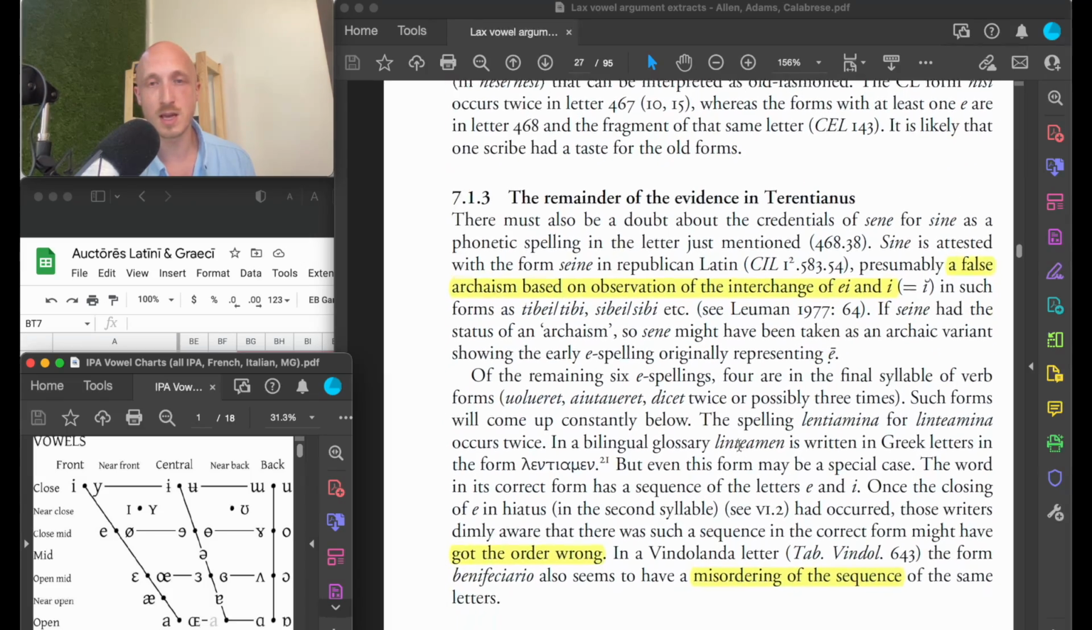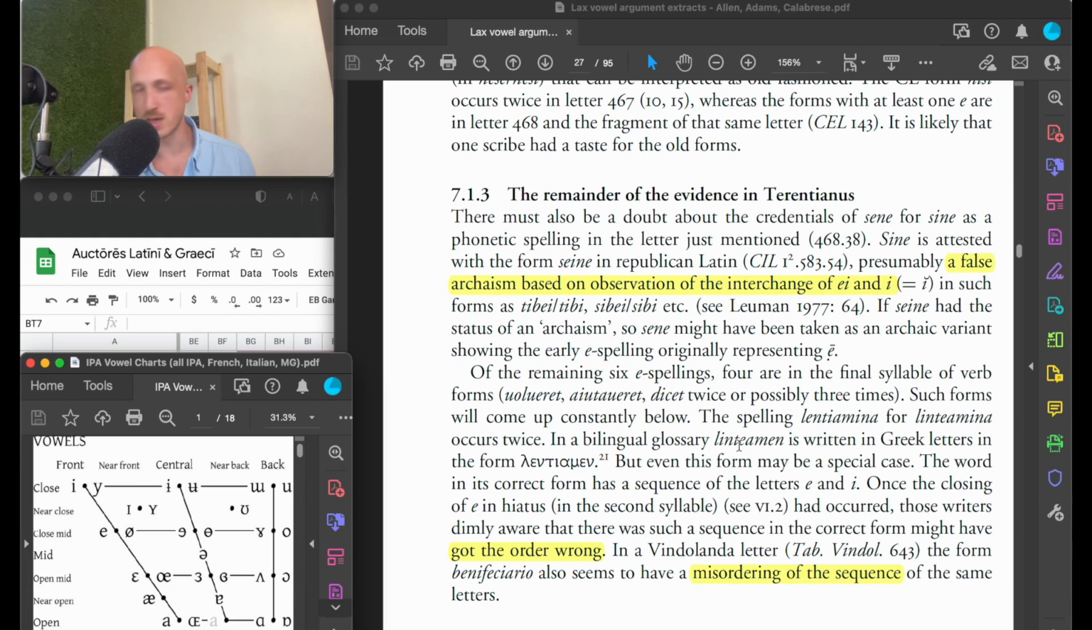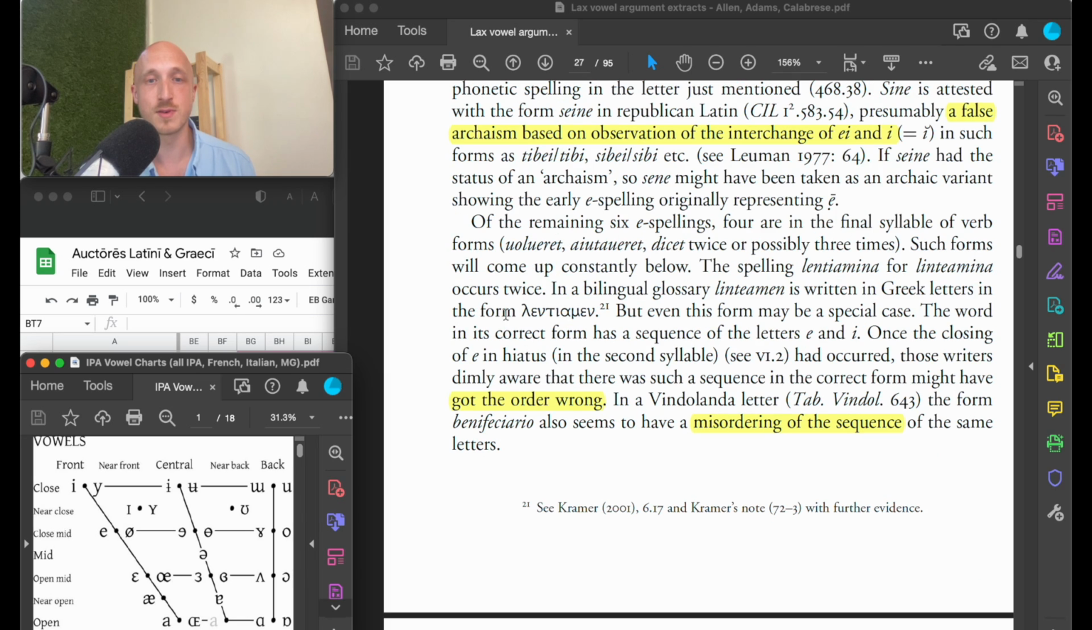This is a big deal, these archaizings and these fancy things, using different kinds of spellings in order to make things look special. It is a huge thing that we have to consider and filter. So this seine in Republican Latin is presumably a false archaism based on observation of the interchange of a and e, as for lentiamen instead of linteamen. Whereas of course this change of the e to e, which he talks about in other places, the hiatus, it could be that they just got the order wrong.